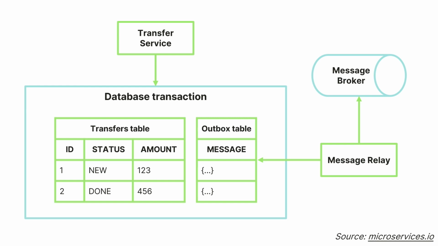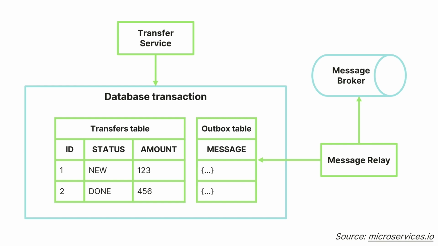And then there is a separate process called the message relay that publishes messages from the message outbox table. So the message relay process polls this outbox table by querying it, and once it's queried the rows, it publishes them to the message broker and then deletes the published messages. So this can obviously introduce duplicates, but it guarantees that there is at least one message published for each update in the transfer table.